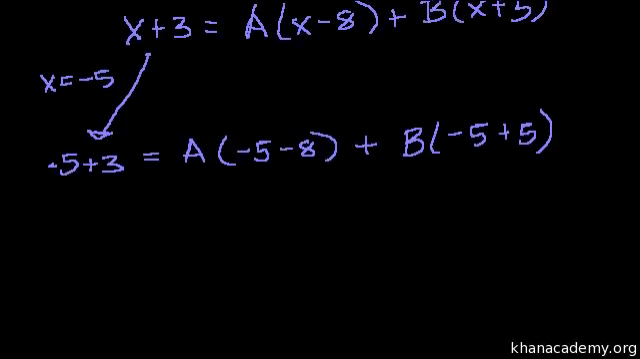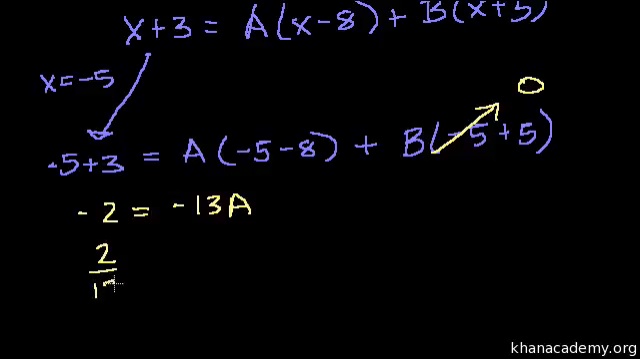So then you get minus 5 plus 3 is minus 2 is equal to, what is this? Minus 13a plus, this is 0, right? Minus 5 plus 5 is 0. 0 times b is 0. And then you divide both sides by minus 13. Well, negatives cancel out. You get 2 over 13 is equal to a.